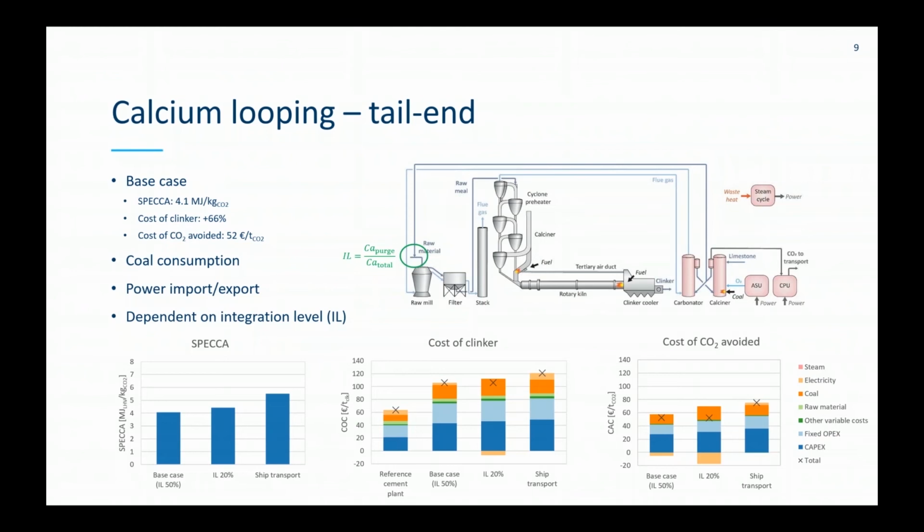Here, the consumption of coal is a significant factor with respect to SPECA and also to the cost of clinker and cost of CO2 avoided. Also, the generation of electricity in the waste recovery steam cycle is very important, since there is quite a large amount of power that can be produced, and this depends a bit on the integration level, but it can actually result in the plant being a net exporter of electricity, such as was seen in the case of the 20% integration level.